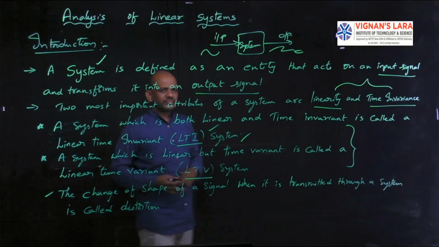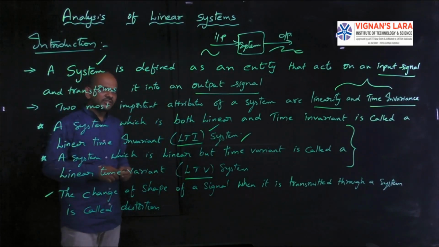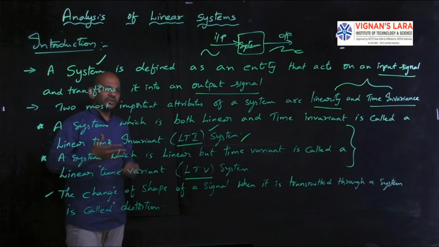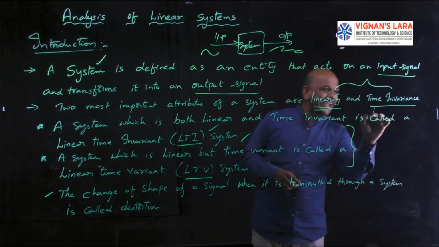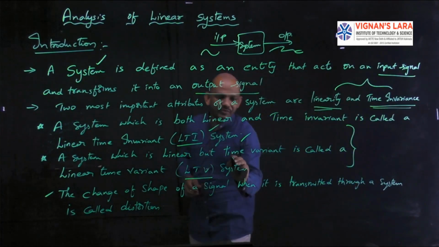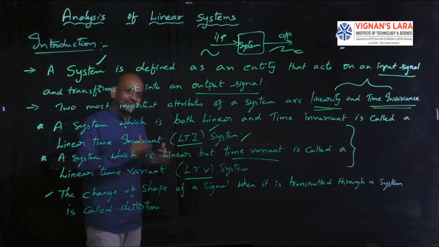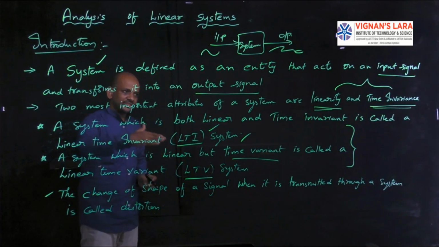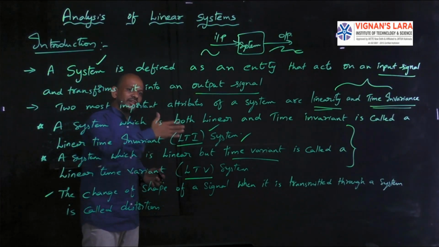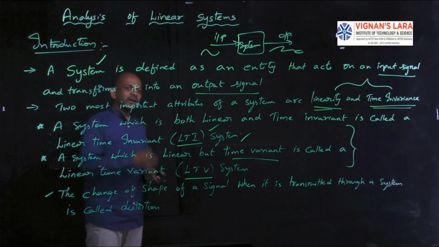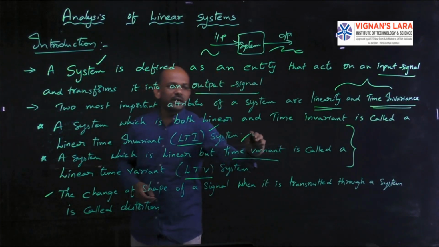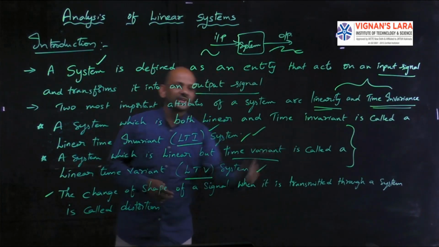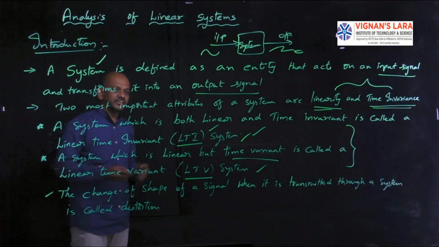Okay, so here in the analysis of linear systems we will go through what a system is, and then we have to know what a linear system is, what a time invariant system is, and what a time variant system is. I will discuss them one by one clearly. First I will start with the system, then the linear system, then the time invariant and time variant systems, and last the linear time invariant system and linear time variant system, that is LTI systems and LTV systems, one by one.